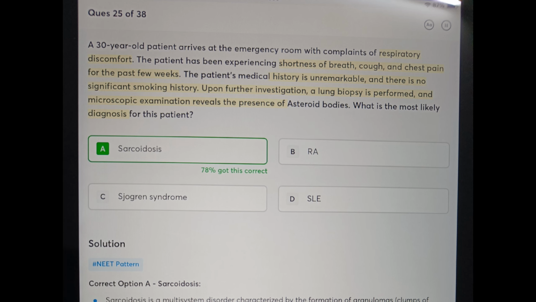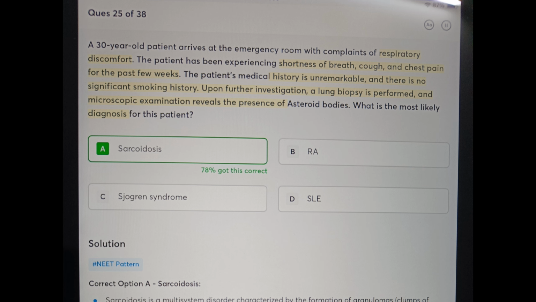Start. The first question, see this question, the last line is written. Let's read the last line. It's written, upon further investigation a lung biopsy is performed and the microscopic examination revealed asteroid bodies. So they are talking about asteroid bodies, and according to our pathology knowledge, we can apply. The options are sarcoidosis, rheumatoid arthritis, Sjogren's syndrome, and SLE. We know in sarcoidosis we will see these asteroid bodies, na? In rheumatoid arthritis we won't see, and for Sjogren's syndrome, the buzzword is dry eyes and dry mouth.